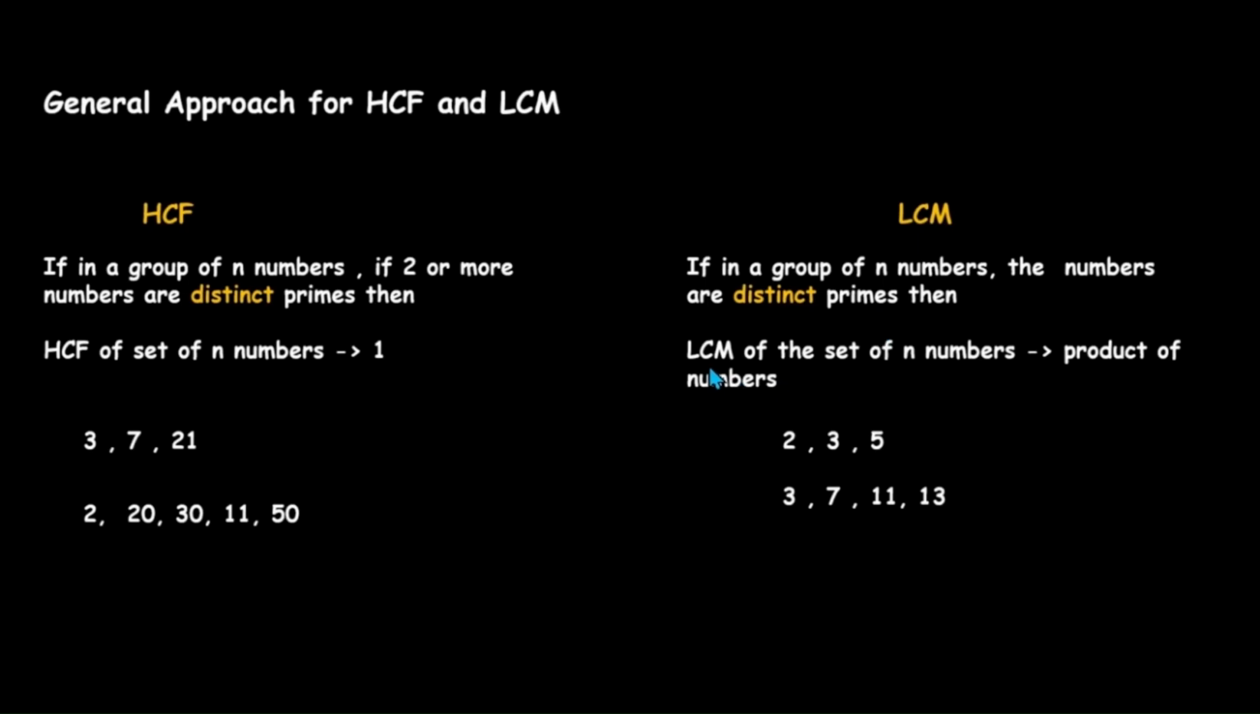Then we need not do the prime factorization or other methods. We simply have to multiply the numbers. In this case also, you can take any number of numbers as long as two of them turn out to be distinct primes. Then we need not do the complete prime factorizations and other methods to calculate the HCF. We can simply finalize the HCF of the entire set of numbers as 1.